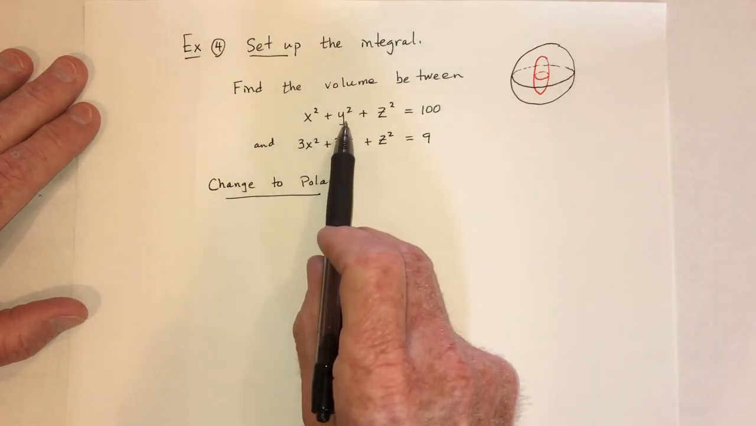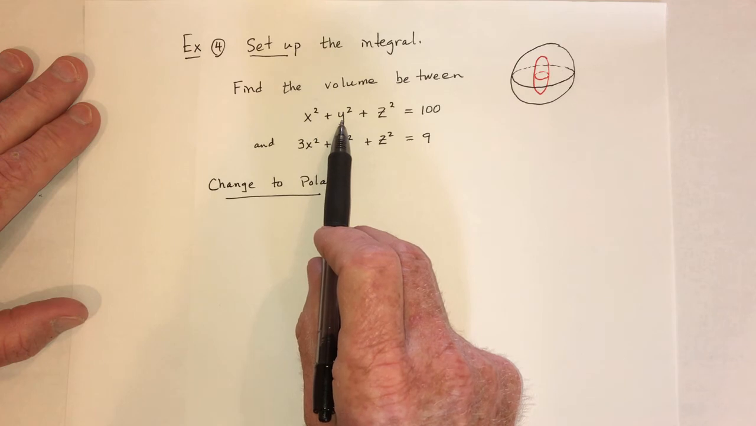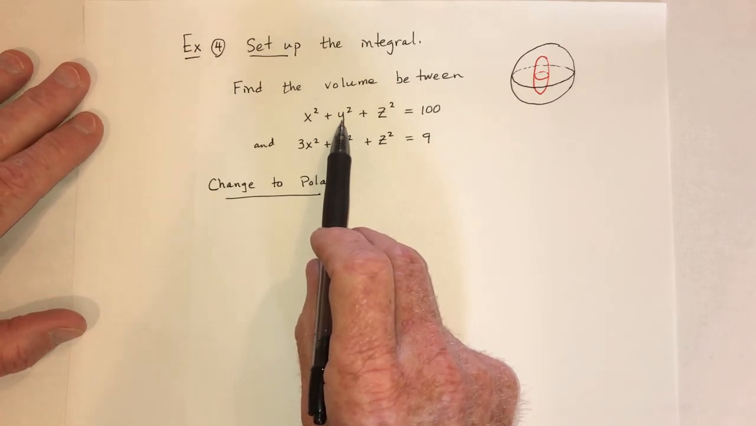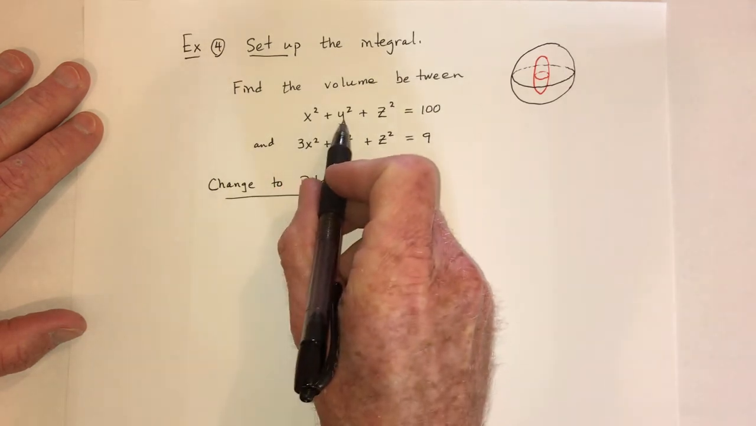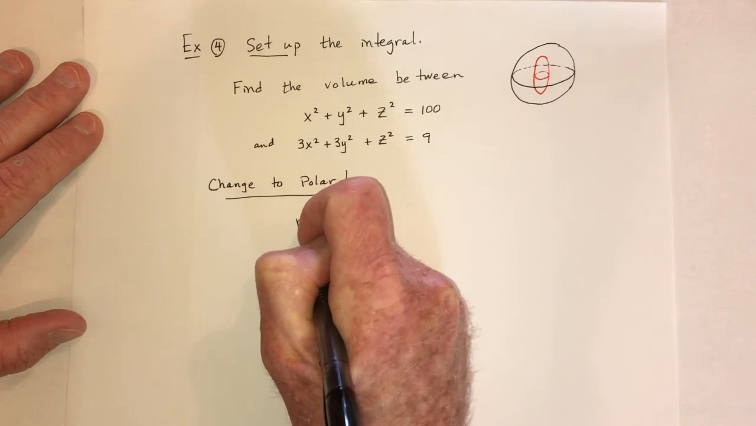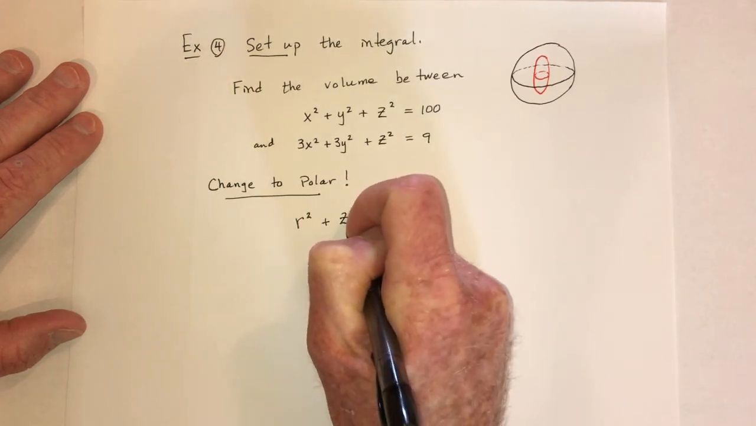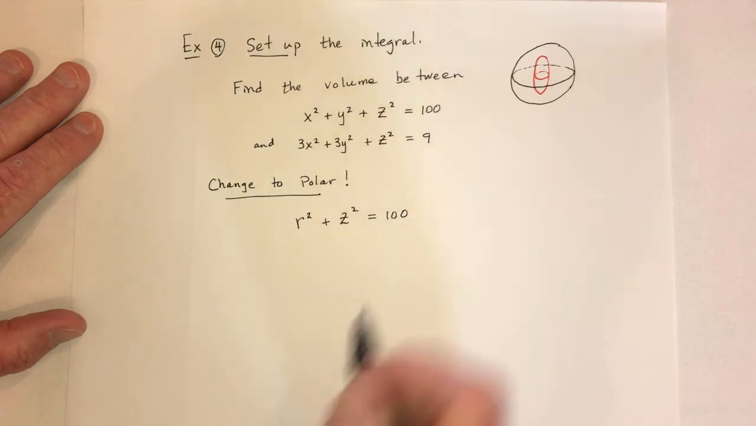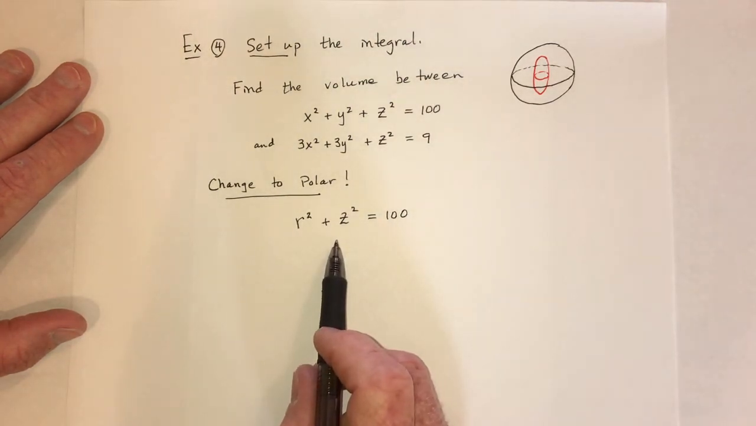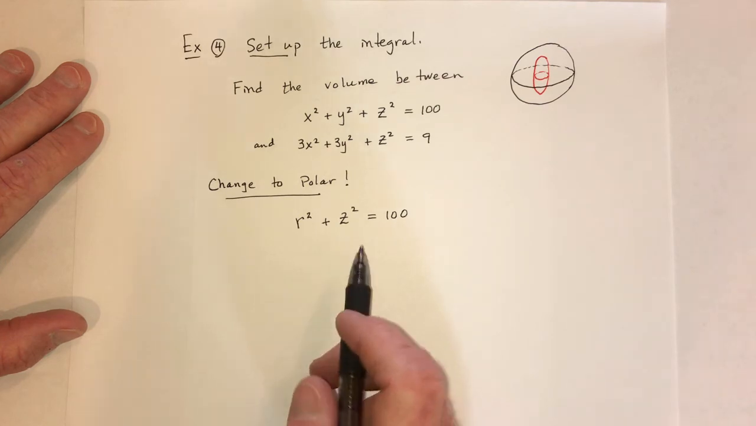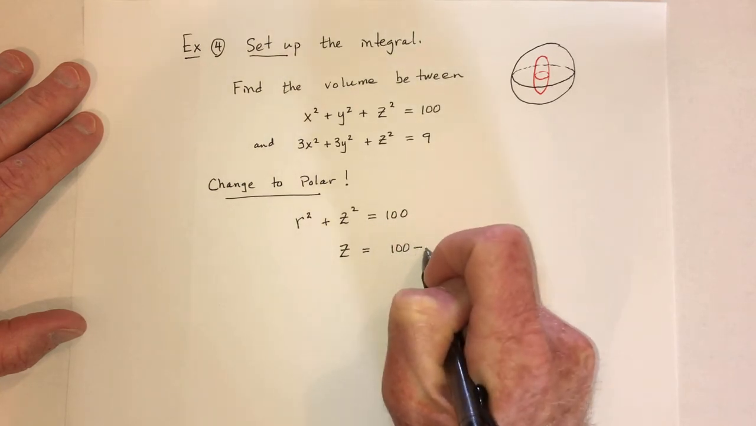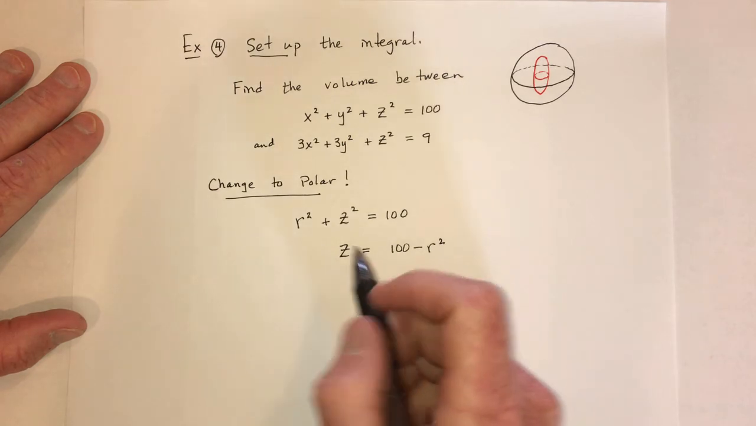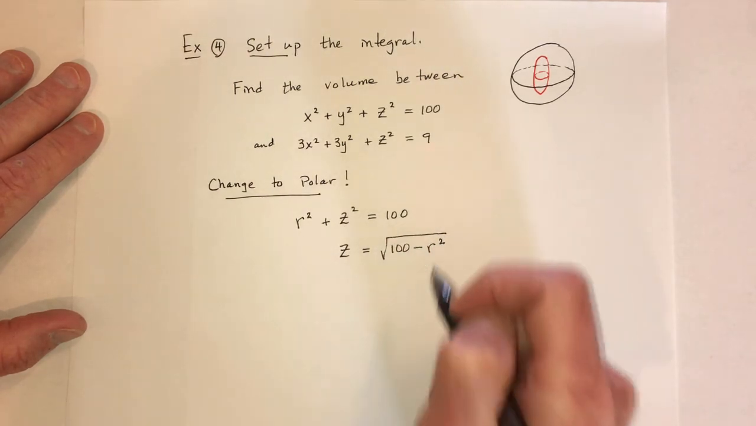So we know that x squared plus y squared is equal to r squared. With those formulas from the beginning of this section, it doesn't say anything about z, so the z is just going to have to stay there. So x squared plus y squared, that's going to be r squared. So that is the equation for the sphere. Then we need to solve for z. So z is going to be 100 minus r squared, and then take the square root of that.